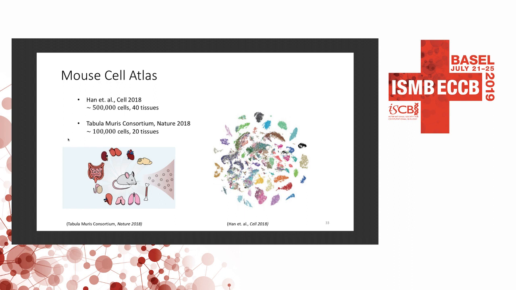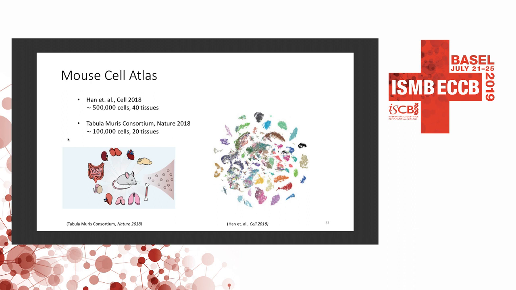And also, people have created the mouse cell atlas. These 2 papers are influential papers. This paper measured 500,000 mouse cells in 40 tissues, and this Tabula Muris Consortium paper measured 10,000 cells in 20 tissues. So they have already created a kind of blueprint of the cells in the mice. And the question is, will these cells in the mice give us some information that we can learn about human, since the Human Cell Atlas is still not yet done?